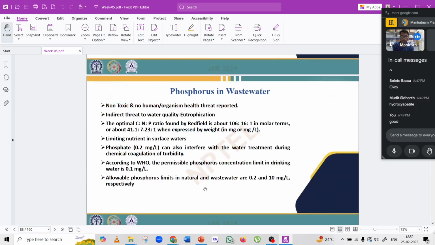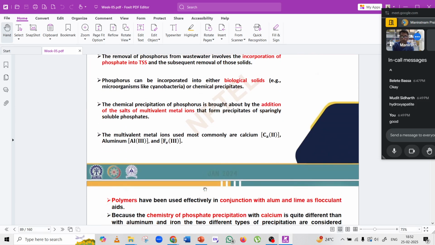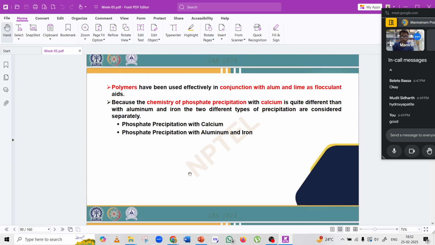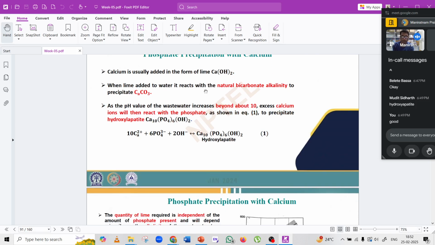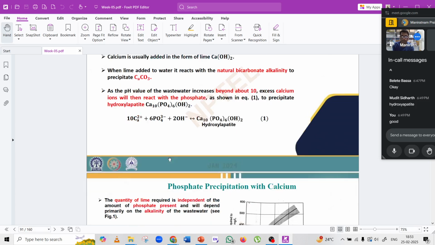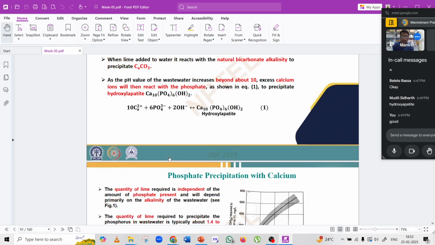This is our phosphorus in water, so multivalent form. You can open the mic. You can say anything. Okay now, when lime is added to water, it reacts with natural alkalinity to precipitate CaCO3. I don't know why it is subscript. As the pH of the wastewater increases, the excess calcium ion will react with phosphate as shown to precipitate the hydroxyapatite.